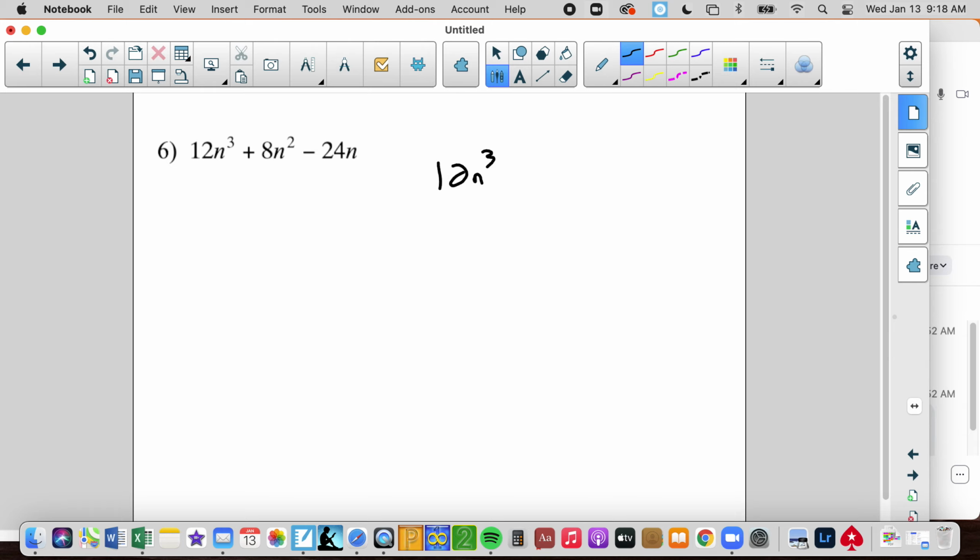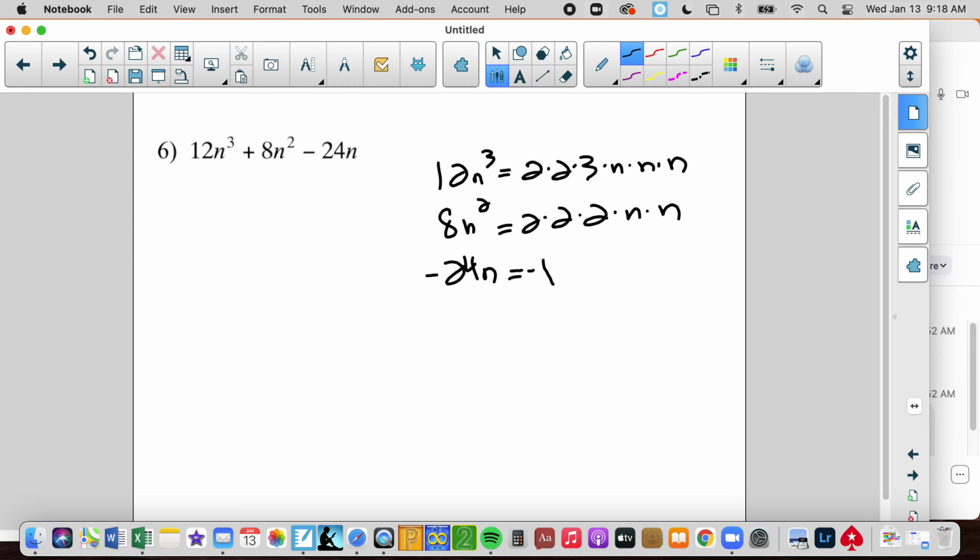12n to the third, 8n squared, negative 24n. 2 times 2 times 3 times n times n times n. 2 times 2 times 2 times n times n. Negative 1 times 2 times 2 times 2 times 3 times n.